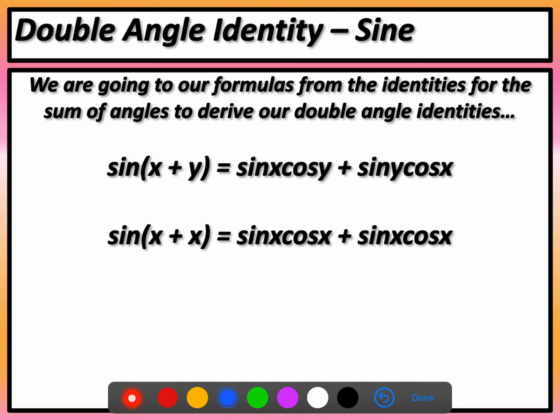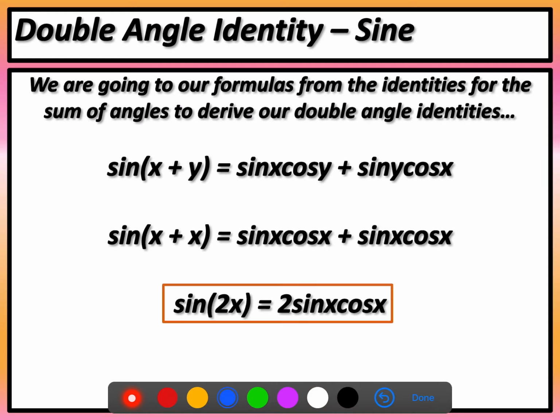So using the sum identities, we can change from x plus y, which would be two different angles, to x plus x. So now we're creating a double angle. And when we change that in the expanded form to all of our angles being x, we now have two terms of like terms that we can combine. And so sine of 2x would equal 2 sine x cosine x. So that gives us a new identity.